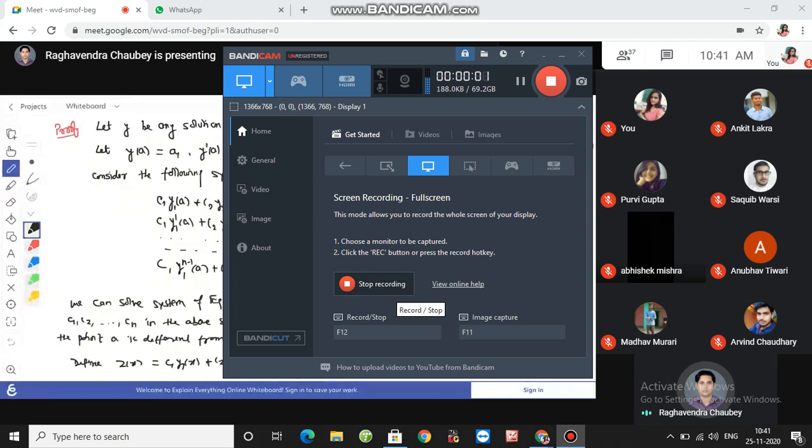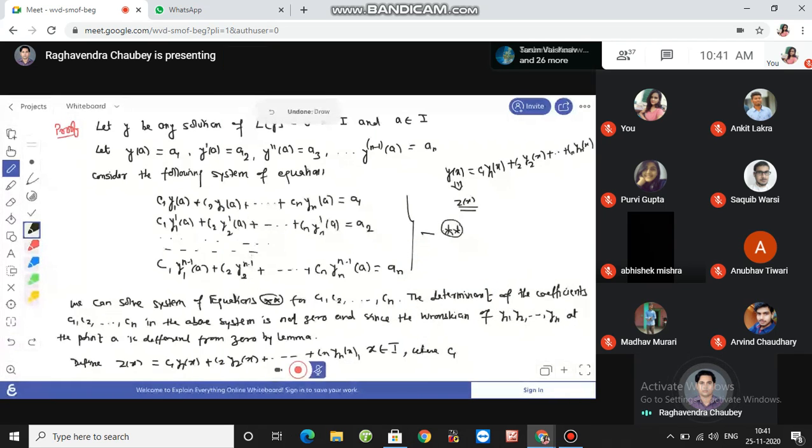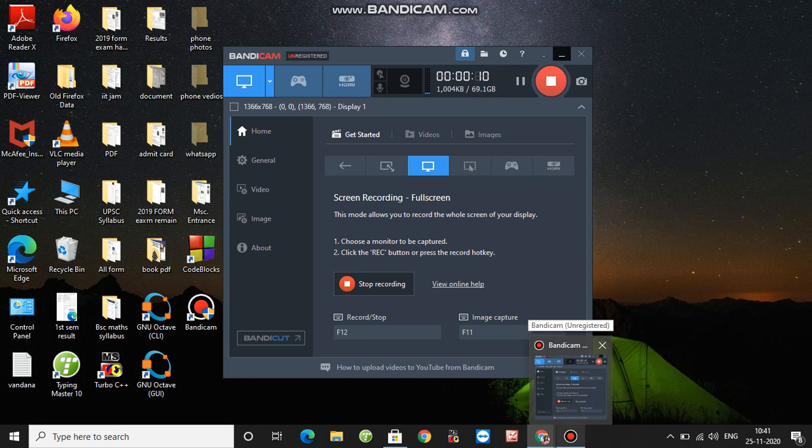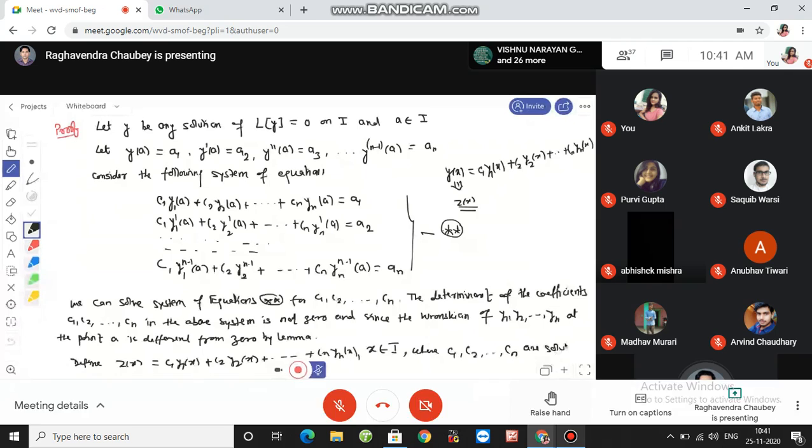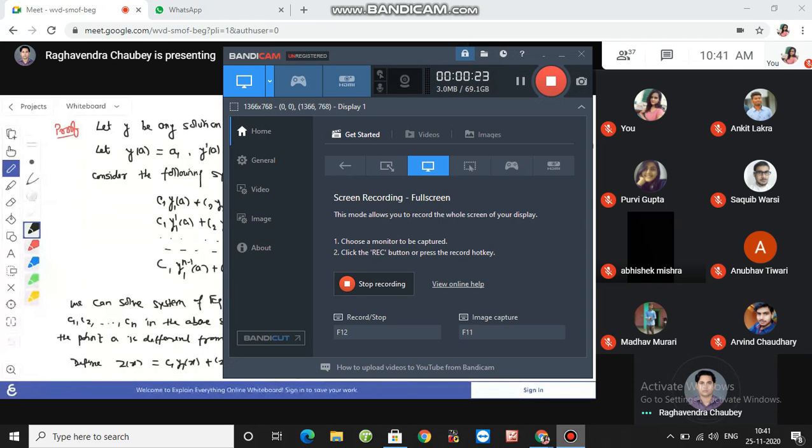And what is your C1, C2, C3? So C1, C2, C3, these are the solutions of the given linear system of equations, where C1, C2 up to Cn are solutions of the system given by this equation, double star.